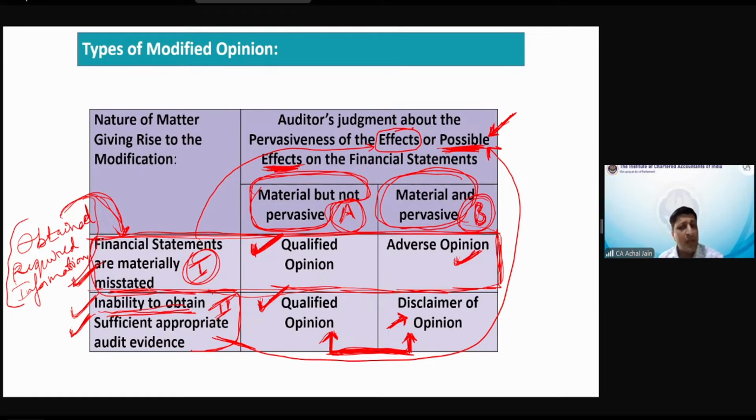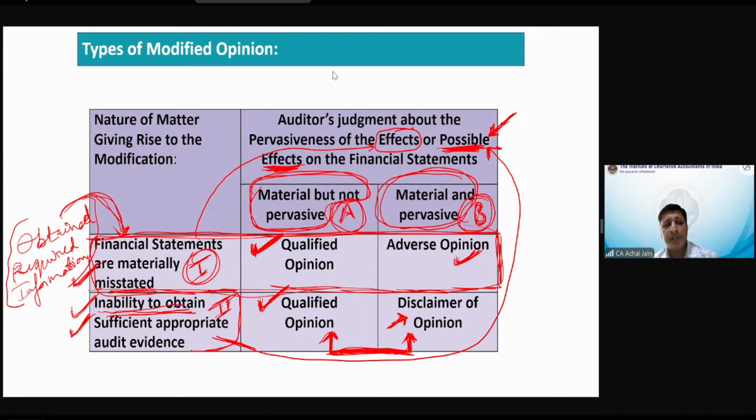Okay, clear on this? Everyone clear on all of these situations? Yeah. See, this table is very, very important because if you can understand this, then effectively you have covered this entire auditing standard. But if you have not understood this, then whatever you have covered is of no use.